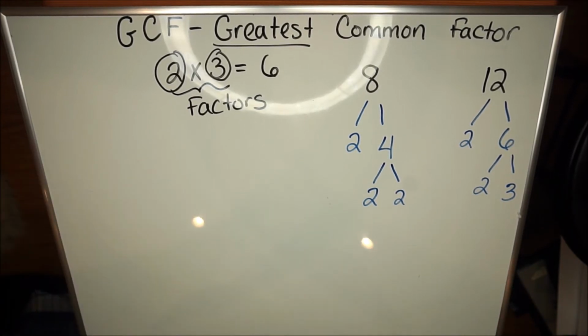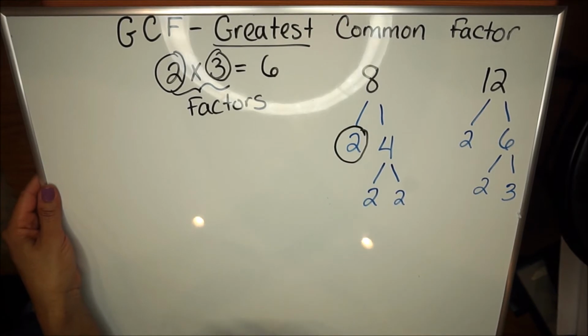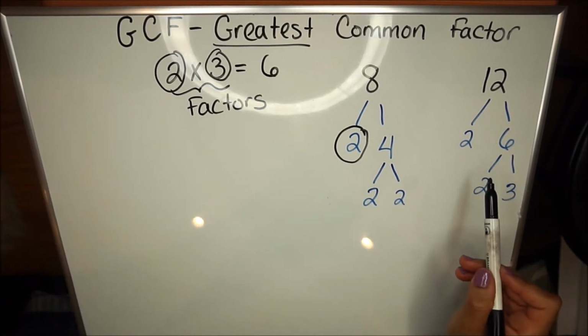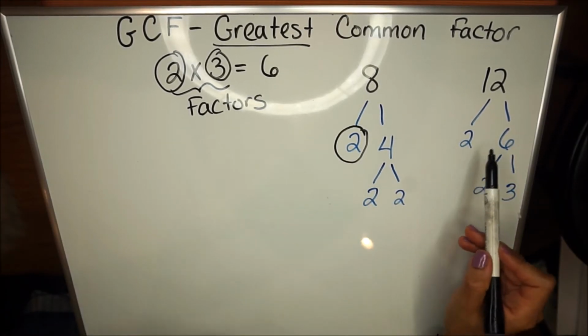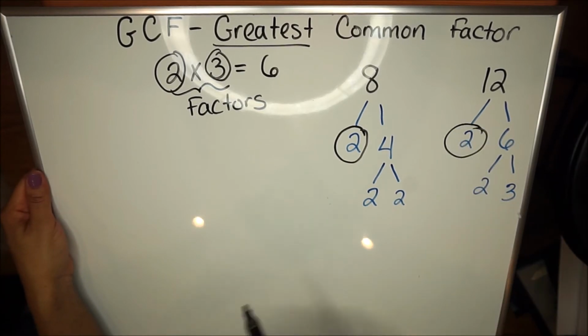Now, here's the fun part. I'm going to go ahead and circle all my matching factors that I have for the number 8 and the number 12. I'm going to look for the common factors of those two numbers. For 8, I have 2. And do I have a 2 as a factor in 12? Yes, I do. I'm going to circle that as well.